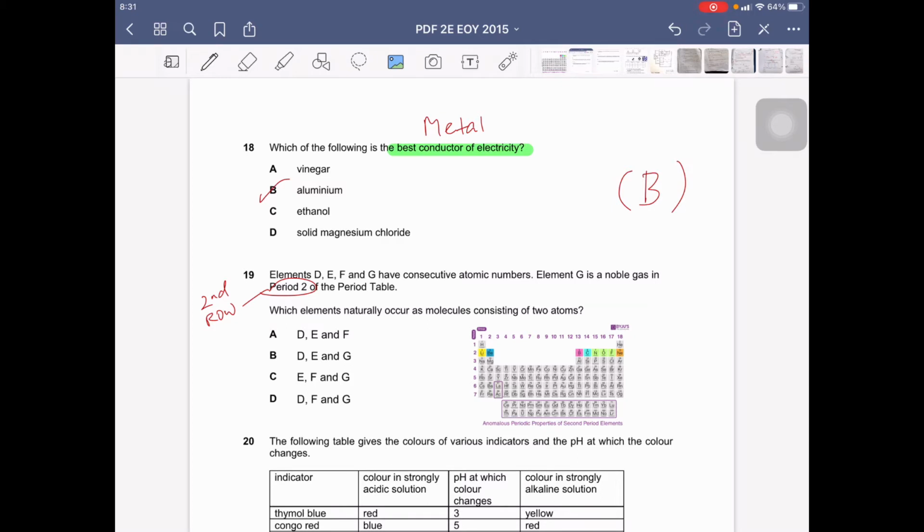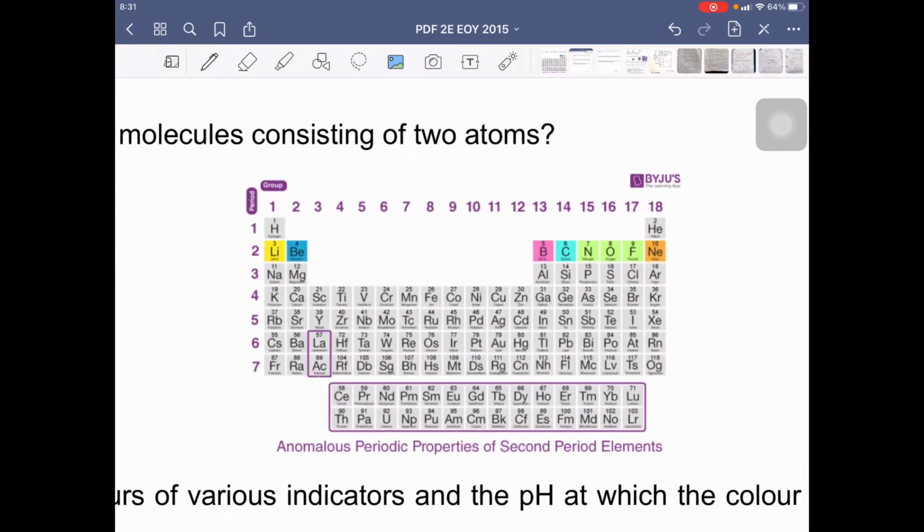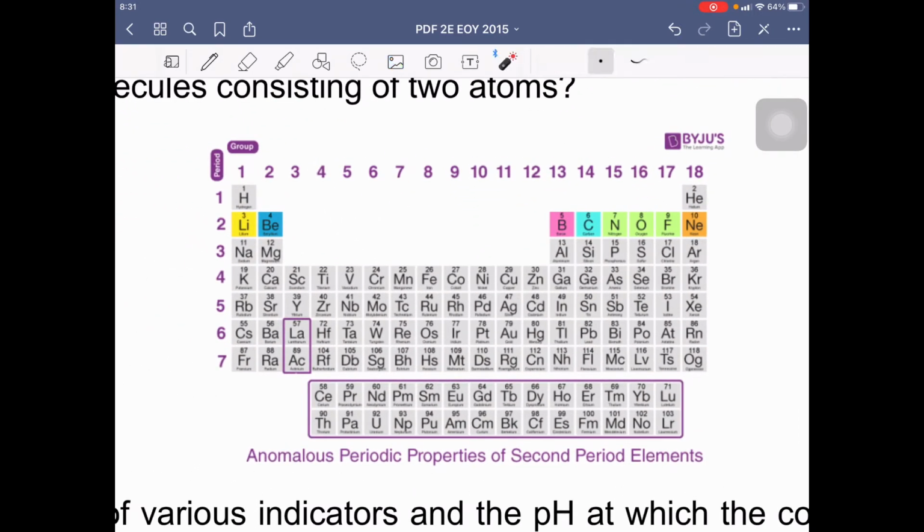Now students, I have this periodic table over here. They ask which elements naturally occur as molecules consisting of two atoms. If you take a look at the periodic table, period 2 is here, and you have lithium, beryllium, boron, carbon, nitrogen, oxygen, fluorine, neon. What is special is that lithium and beryllium are actually metal, so let me just put here, they are metal.